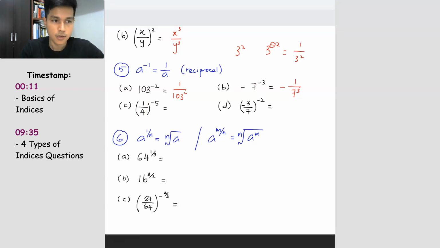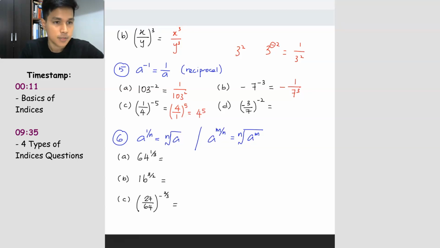So next, what if it is already a fraction? Now if it's already a fraction, then you just flip the fraction. So you get 4 over 1 power. So negative 5 now becomes 5 because the negative, you already flip the fraction. So you can actually just write it as 4 power 5.